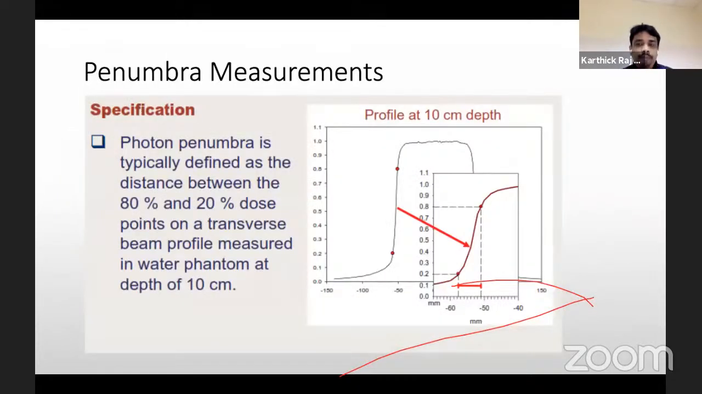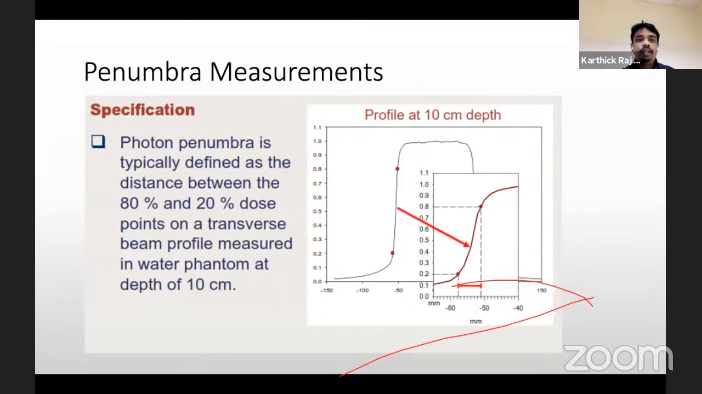Penumbral measurements are very important for the treatment planning system. I want to restate that the penumbra is defined as the lateral distance between the 80% and 20% isodose lines. Normally, at the 10 centimeter depth, you take a profile, and the lateral distance between the 80% and 20% points on the profile is defined as the penumbra. Normally for a 6 MeV beam, the penumbra will be about 4 to 5 millimeters. For cobalt, it will be about 8 to 9 millimeters.